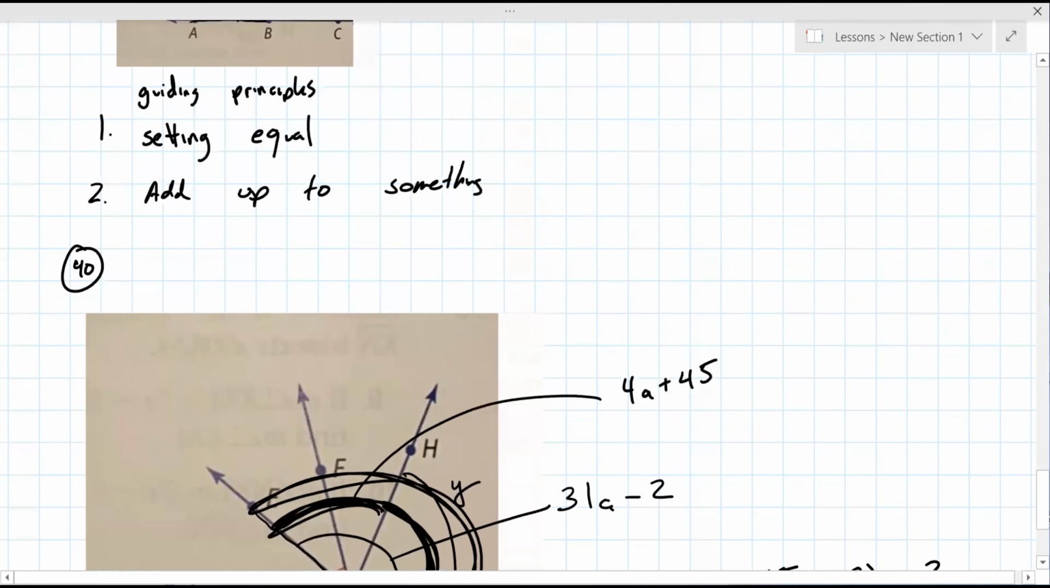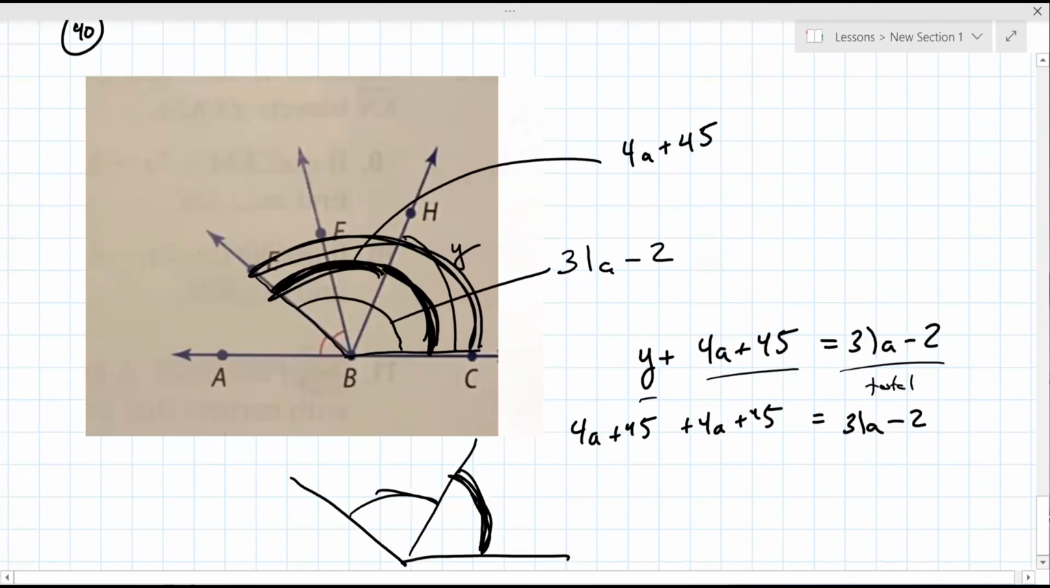Again, the first problem we did, number 38, you set them equal. In 39 and 40, you set them to add up to something. In this case, they added up. It was like part 1 plus part 2 equals the whole, or the total. So from this point, you're just solving. You combine like terms here. That's 8a plus 90 equals 31a minus 2.